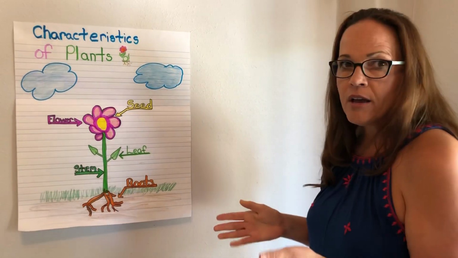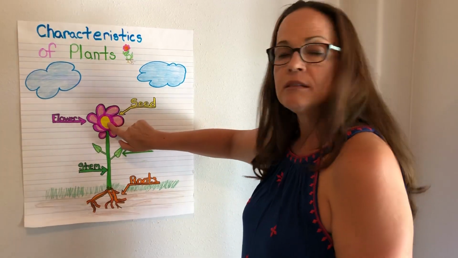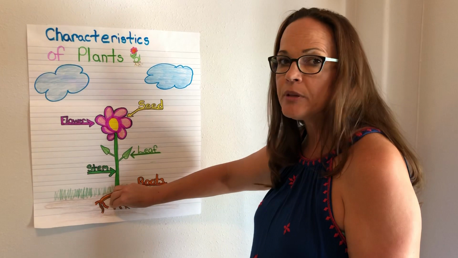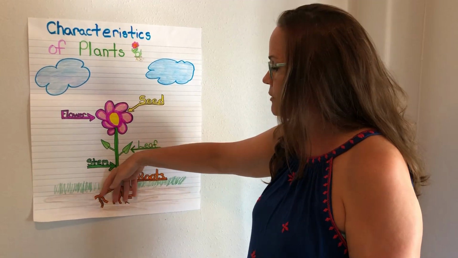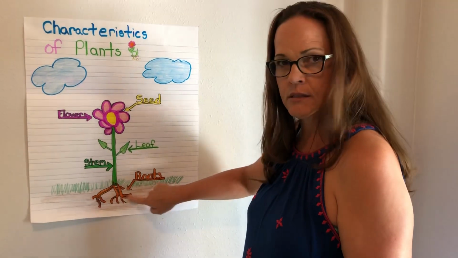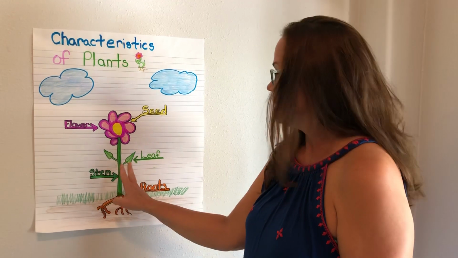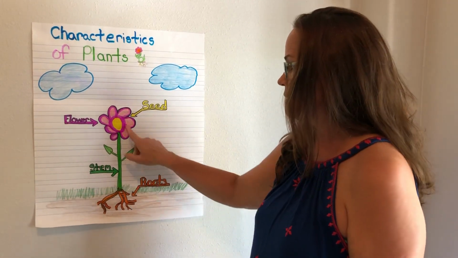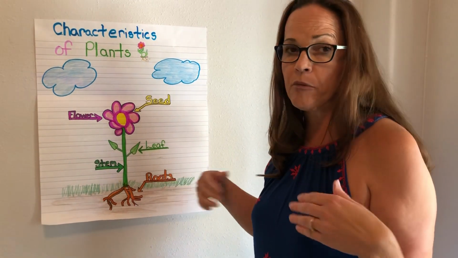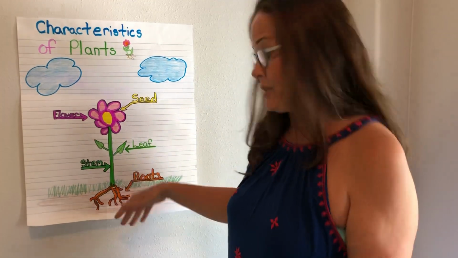The first part of our characteristics of a plant is the seed. The seed is what we plant in the earth, and we plant it down deep below, and as it grows, it grows roots first because it needs the nutrients to go into the roots to make a stem, create leaves, and then a flower. Some of them have flowers, some of them don't. Some of them produce fruit. Some of them produce just a weed with roots.